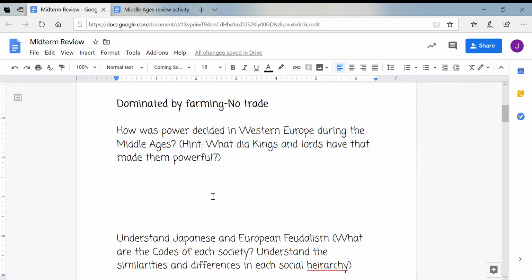Okay, so moving on to the next question. How was power decided in Western Europe during the Middle Ages? Land. Remember, the amount of land you owned determined if you were a king, lord, knight, or a peasant. It's all about land.